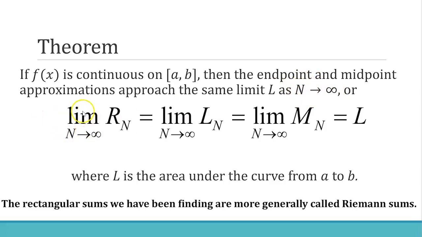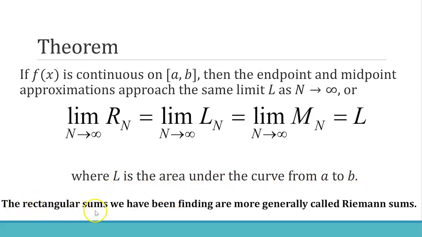So in other words, if we consider a limit as the number of rectangles goes to infinity of the right endpoint approximation, that's the same as the left endpoint approximation, and it's the same as the midpoint approximation. So it's ultimately not going to matter which we use to define the heights, the right, left, or midpoint approximation, because as we make the number of rectangles go to infinity, they will all equal the same value, and we're going to call that value L. And it turns out L is the area under the curve from A to B, the exact area under the curve from A to B.